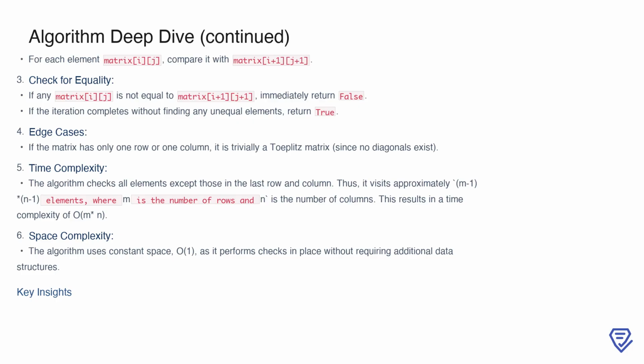From a performance perspective, the time complexity of this algorithm is O(m * n), where m is the number of rows and n is the number of columns. This is because we check approximately (m-1) * (n-1) elements, skipping the last row and column. The space complexity is O(1), since all checks are done in place without using additional memory.